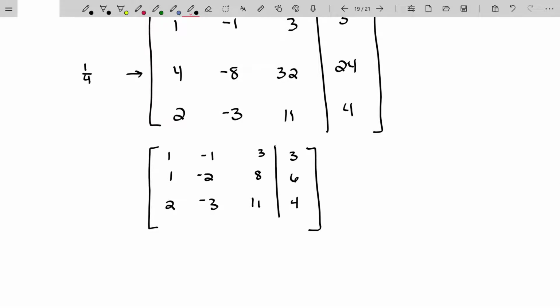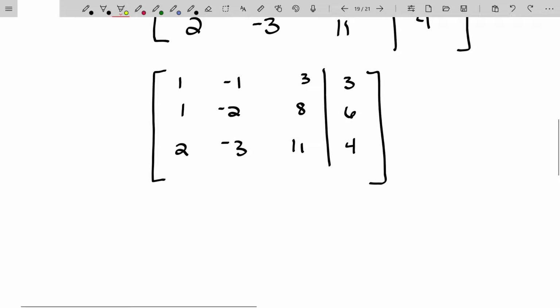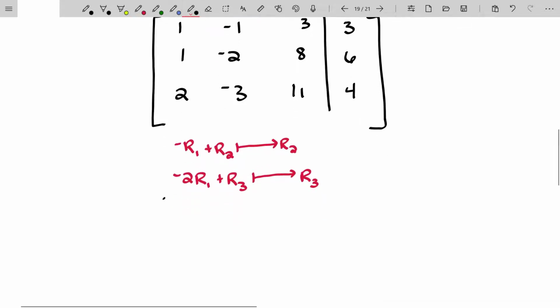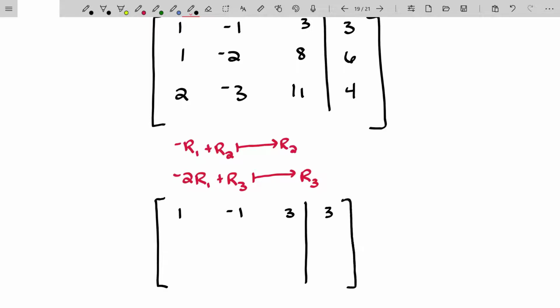Now we're going to go ahead and use that main diagonal element that's already a 1 and kill off everything down below with that main diagonal element. So I will take the opposite of row 1, add it to row 2 to become the new row 2. And simultaneously, I will take -2 times row 1, add it to row 3, so I get a new row 3. Let's go ahead and draw this out. The only thing that's not changing is row 1. It's going to be 1, -1, 3, and 3. But everything else will change.